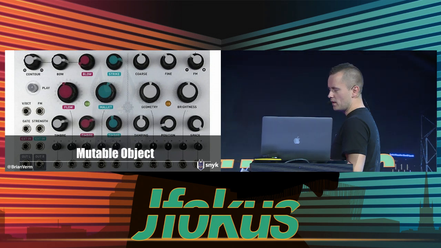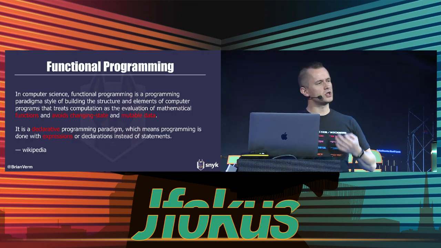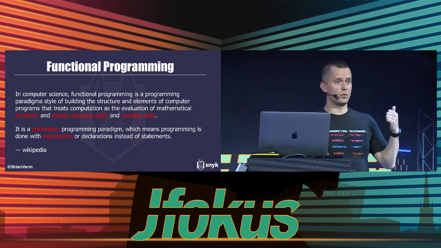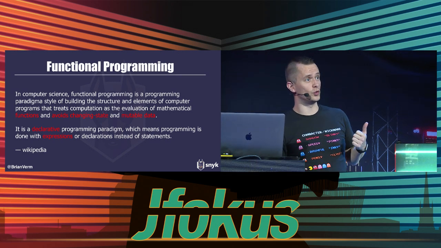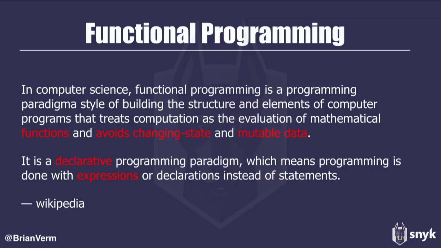But if you look at functional programming in general, the concept is based on a few things. I copied this from Wikipedia, because if it's on Wikipedia, it's true. You see there are a few things in this definition that are quite important, and you probably noticed they're in red. Functional programming consists of functions, tries to avoid changing state and mutable data. It's a declarative programming paradigm, and it's done with expressions instead of declarations.